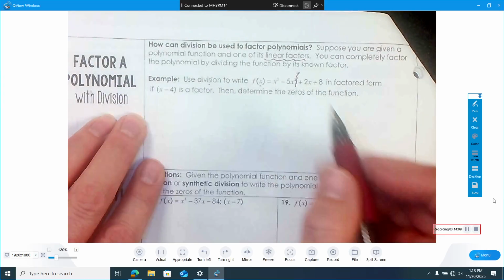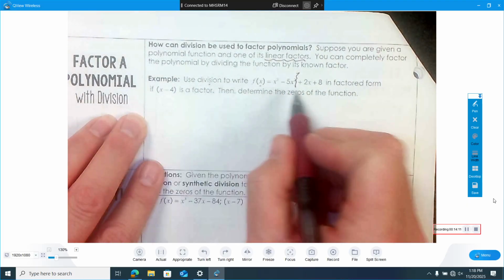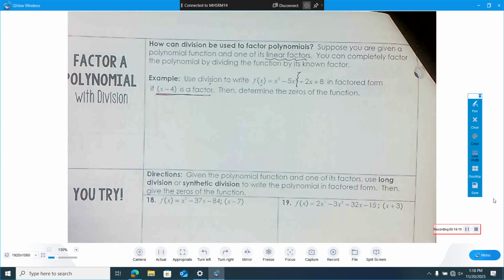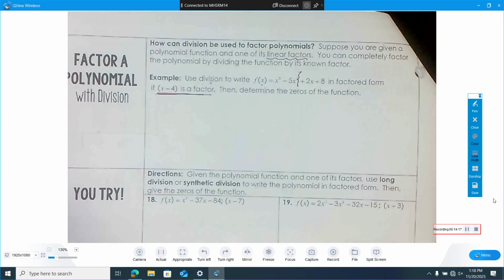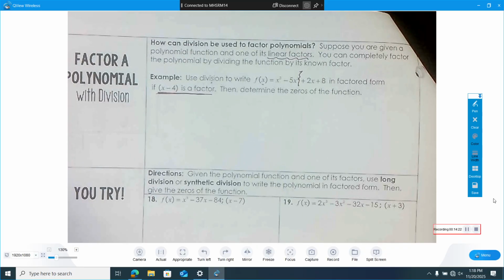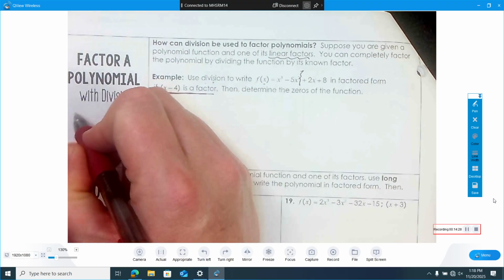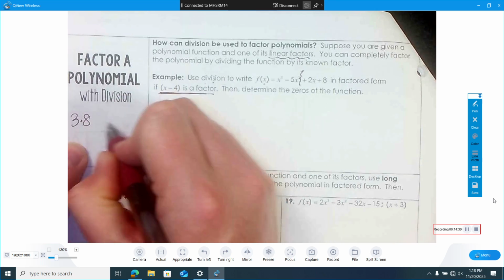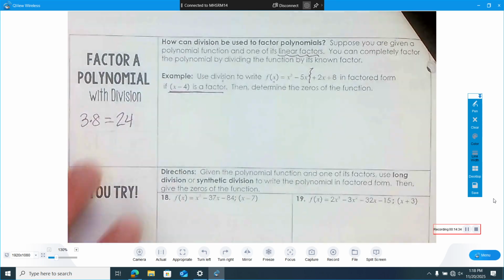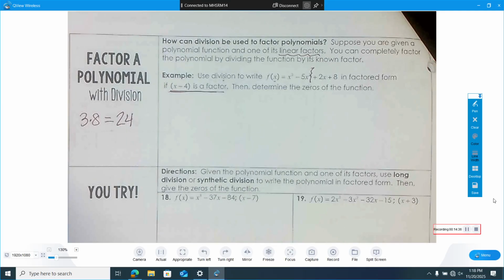So what we're going to do is take our polynomial and use the information that x minus 4 is a factor. Let me ask you, first of all, vocabulary. What are factors? 2 things that we multiply. So for instance, 3 times 8 are factors of 24. So a 3 and an 8 are factors of 24.